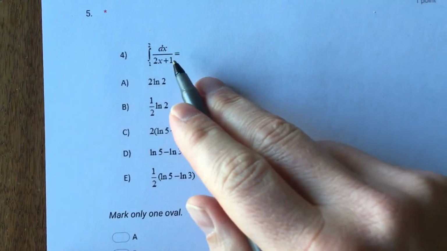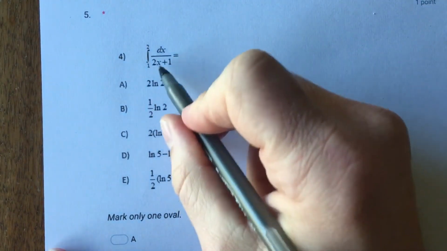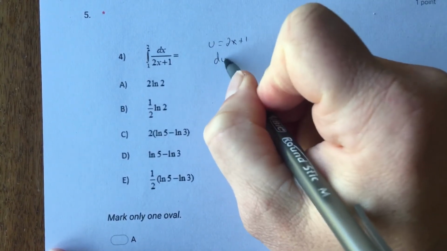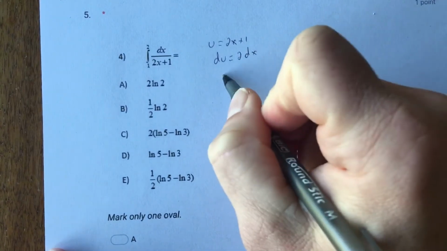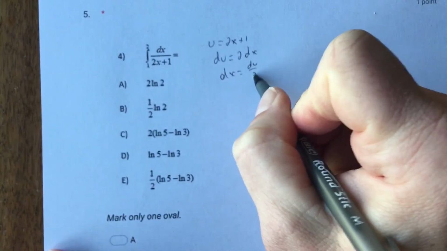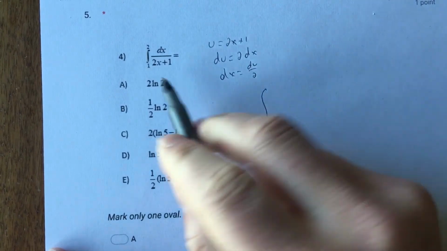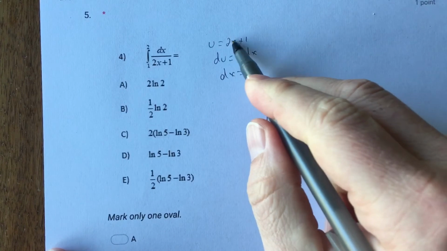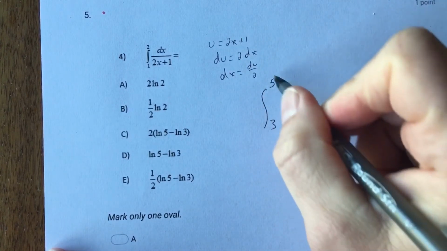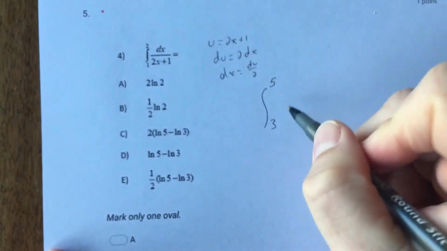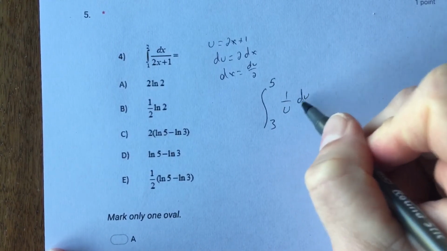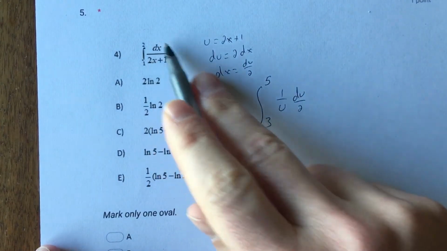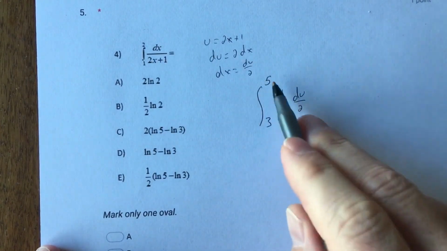Number 4 is asking us to integrate this from 1 to 2. So this is going to be a u sub. U will be 2x plus 1. Du then will be 2 dx. So dx will be du over 2. All right, so integrate. 1 gets put in there. 2 plus 1 is 3. Put the 2 in. 4 plus 1 is 5, and we're going to get 1 over u du over 2. All right, so that's all my substitutions. I've made that for u, du over 2 for dx, switched my limits.